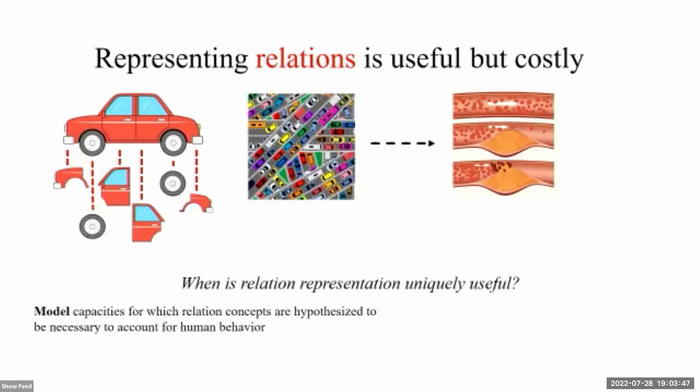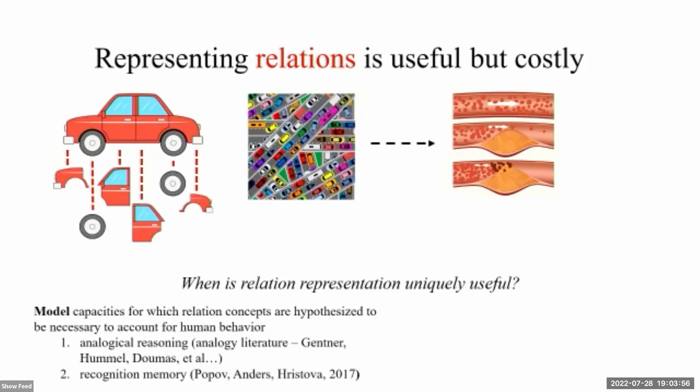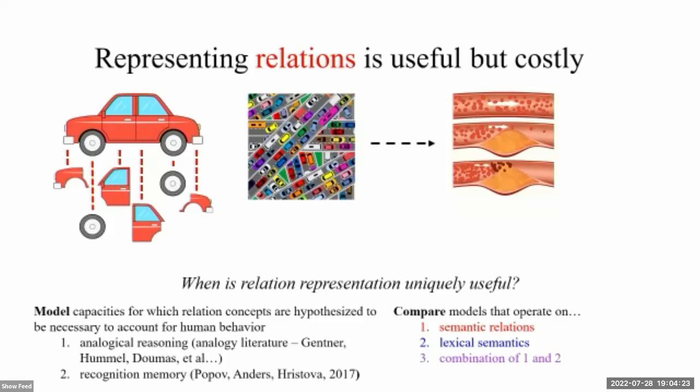To answer this question, I'm going to model capacities for which relation concepts have been hypothesized to be necessary to account for human behavior. For example, analogical reasoning, and more recently, in a study led by Ben Popov, who showed that recognition memory is another domain in which relation concepts seem to be necessary for modeling human behavior. So I'm going to compare models that operate on semantic relations between lexical concepts, as well as the lexical semantics that constitute the meaning of individual words. And finally, I'm going to compare a model that also combines the first two kinds of representations.